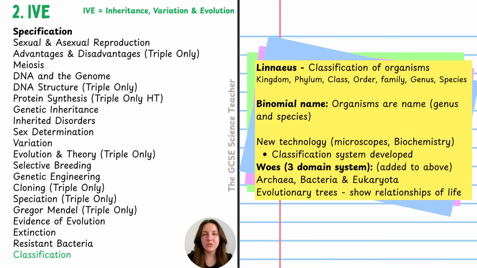Organisms have been classified based on observable characteristics by Carl Linnaeus. His system included the kingdom, phylum, class, order, family, genus, species. A binomial name or an organism's Latin name is based on the genus and species. Due to new technology in microscopes and biochemistry, classification systems have developed, with Carl Woese's three-domain system, which has been added to Linnaeus' system. This includes archaea, bacteria, and eukaryota, and evolutionary trees show the relationships of life.